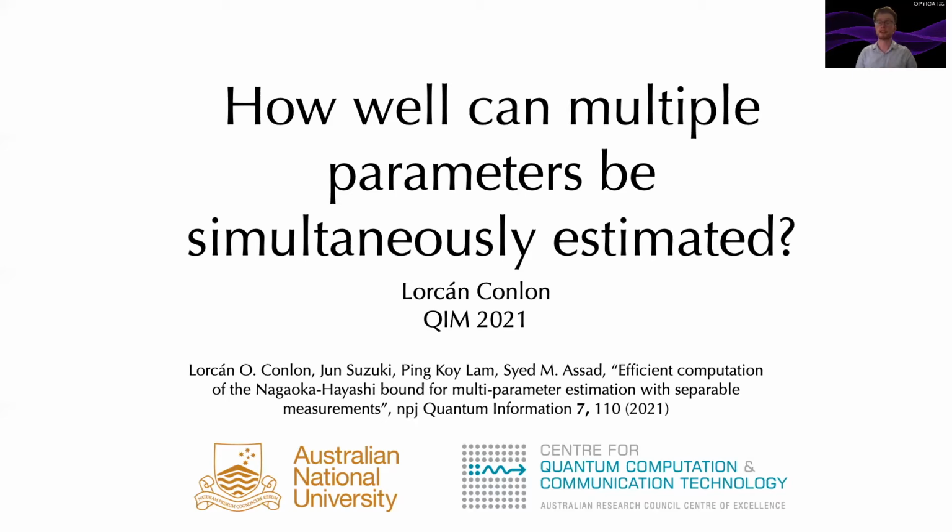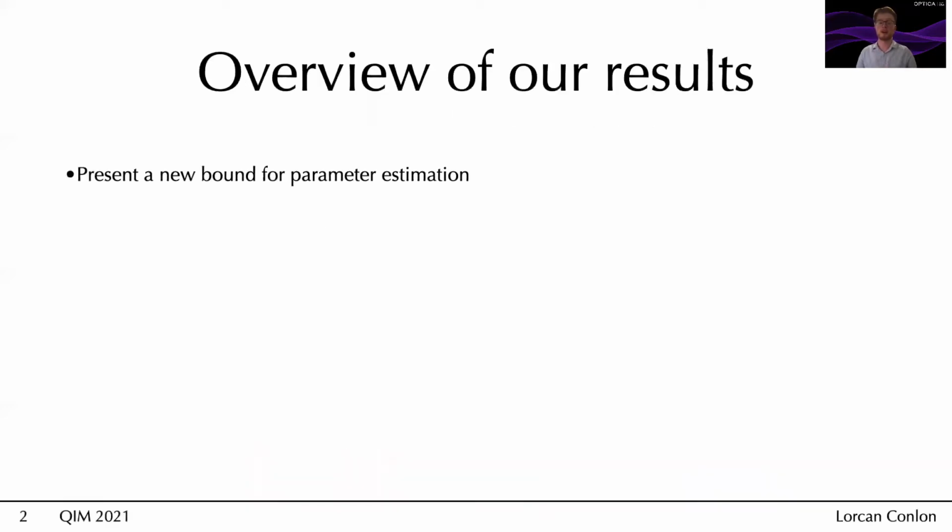Hopefully, by the end of this talk, I will have convinced some of you of the importance of separable measurements and by extension, our results. I'll begin with an outline of our results. Our main result is that we present a new bound for parameter estimation, which we call the Nagaoka-Hayashi bound.